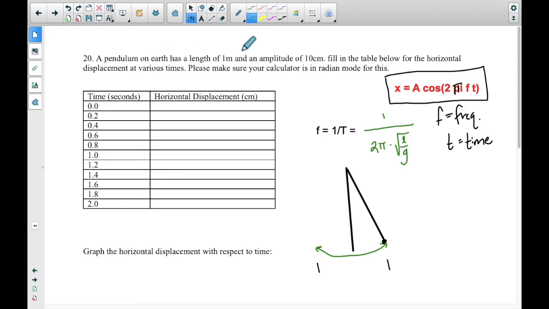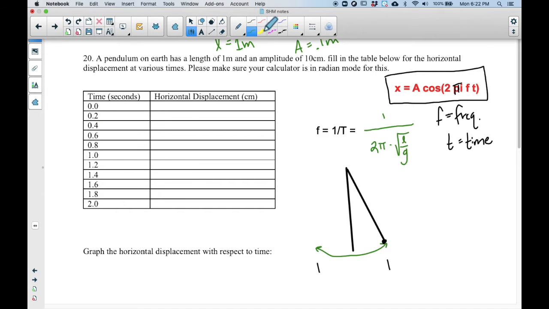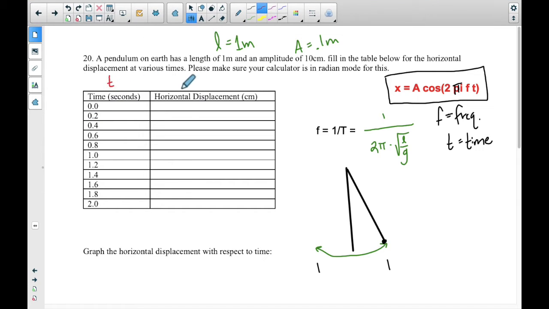A pendulum on Earth has a length of 1 meter and an amplitude of 10 centimeters, which is 0.1 of a meter. Fill in the table below for the horizontal displacement at various times. Please make sure your calculator is in radian mode for this. So we have our time over here, which of course is t. We have our horizontal displacement, which is x, and this is the x I'm talking about. So we're going to have to use this formula to fill in this box.